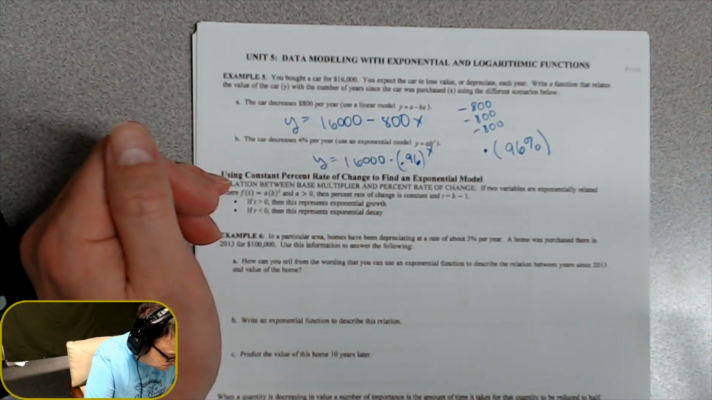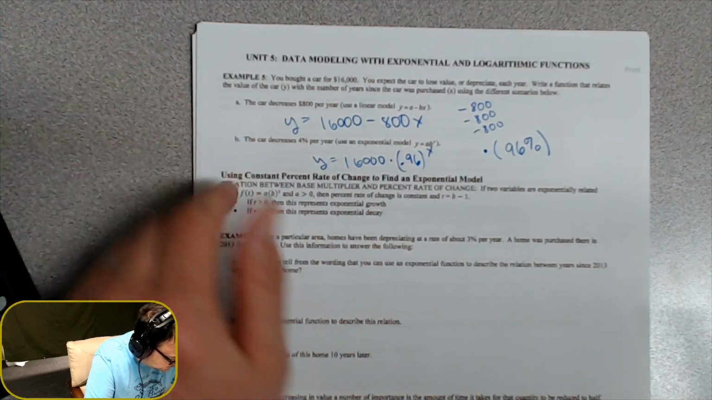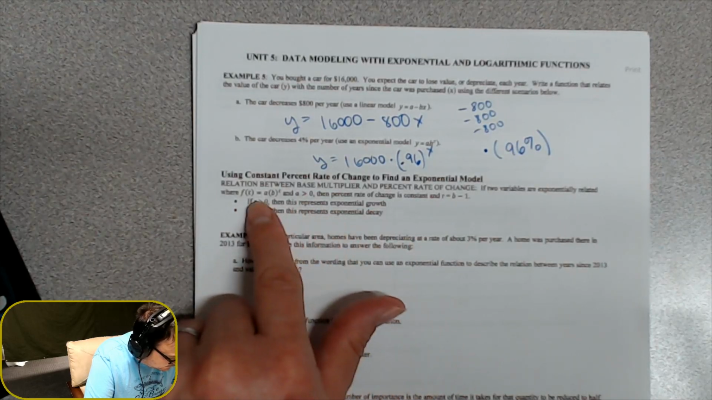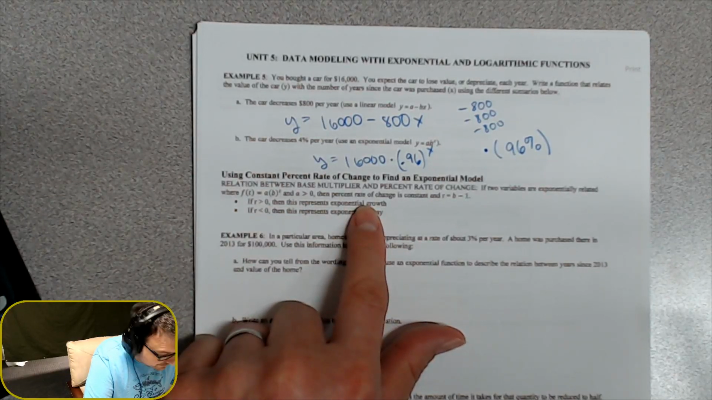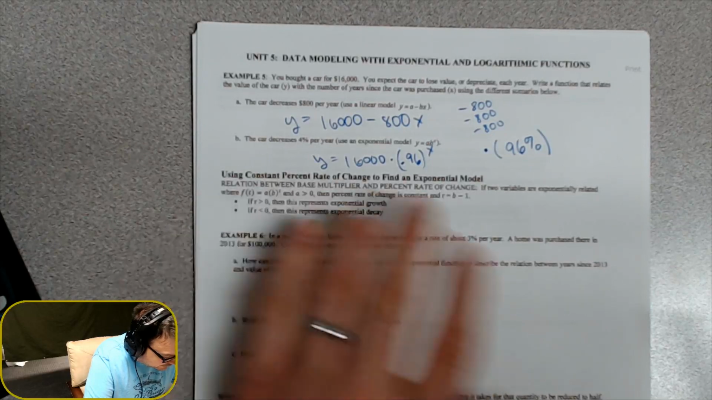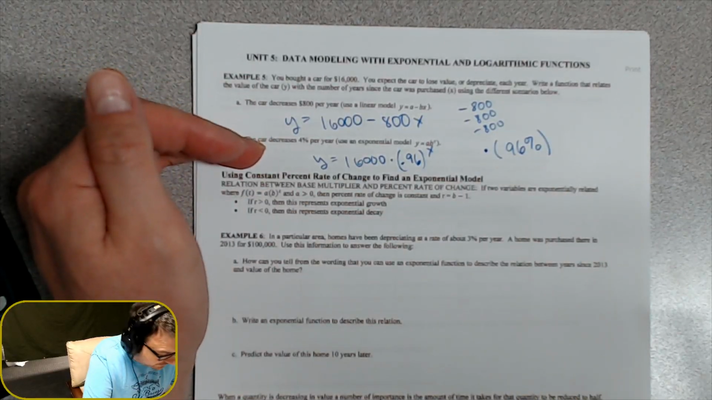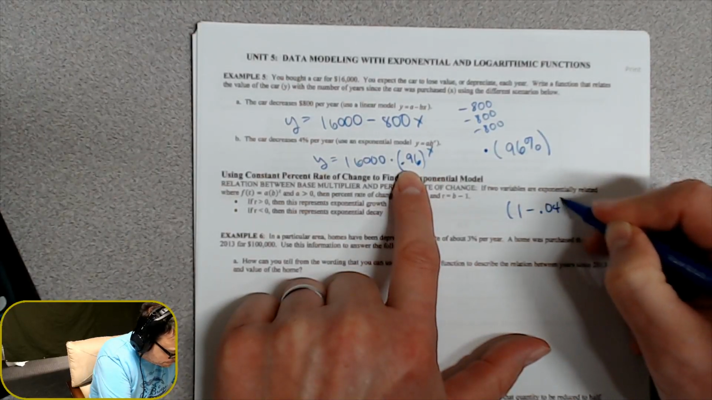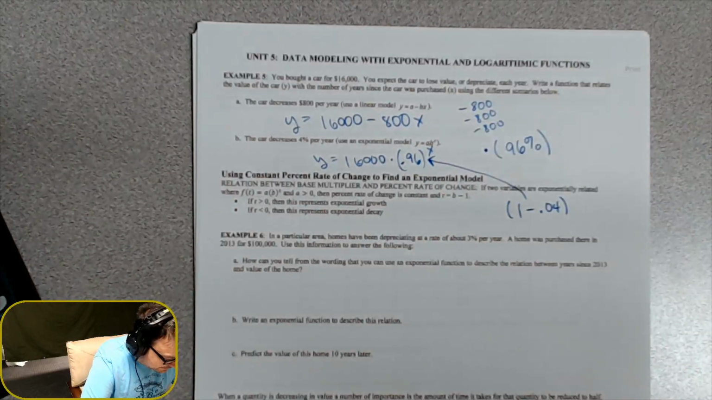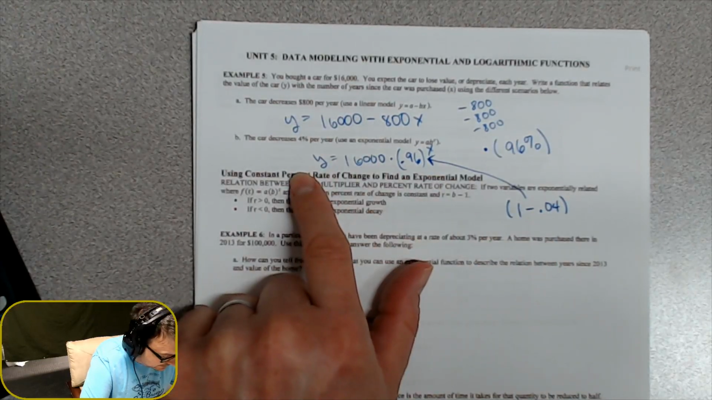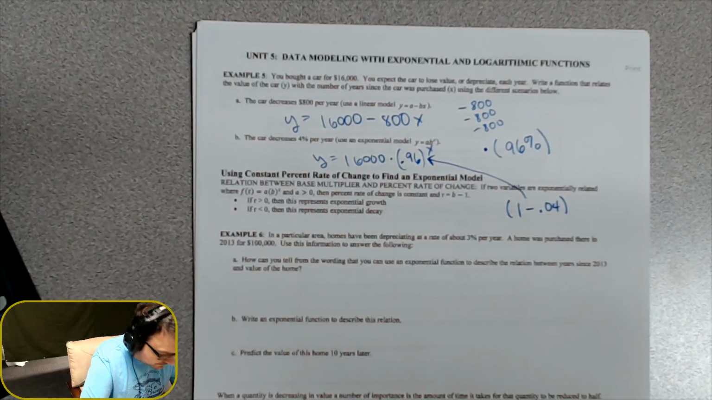Use the constant percentage rate to find the exponential model. Basically what they're saying is, if r, the rate, is greater than 0, that's growth, so it's increasing. If r is less than 0, that's decay. They're doing the exact example we did up here. You have to go 1 minus 0.04. That's where I got that from, because if it's decaying, you're losing 0.04. So remember the formula we had last week, 1 minus. That's what we did right there. Let's do another example.